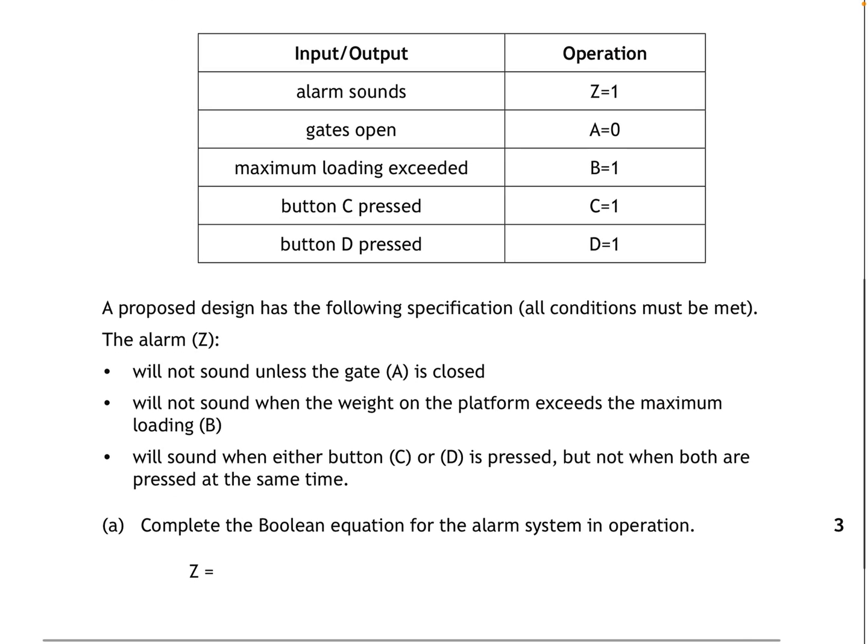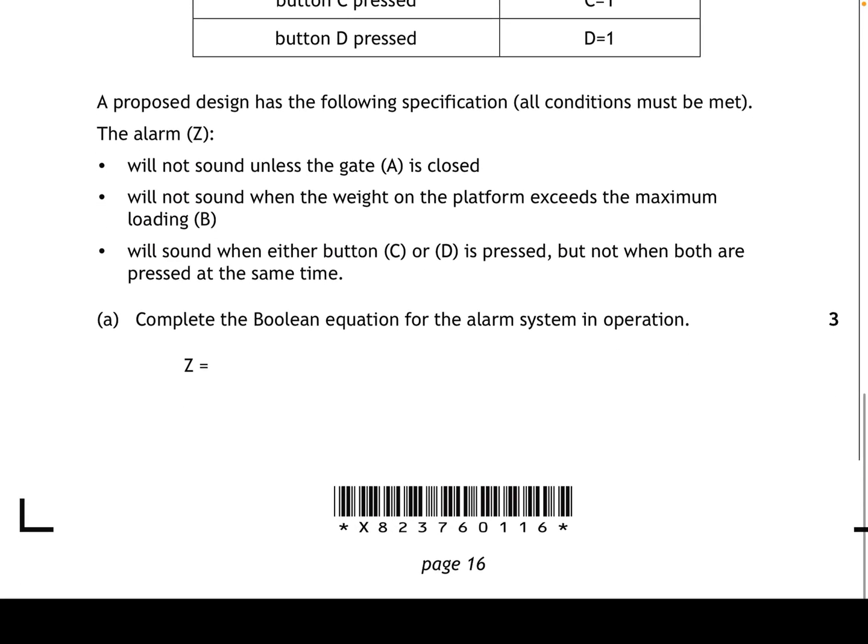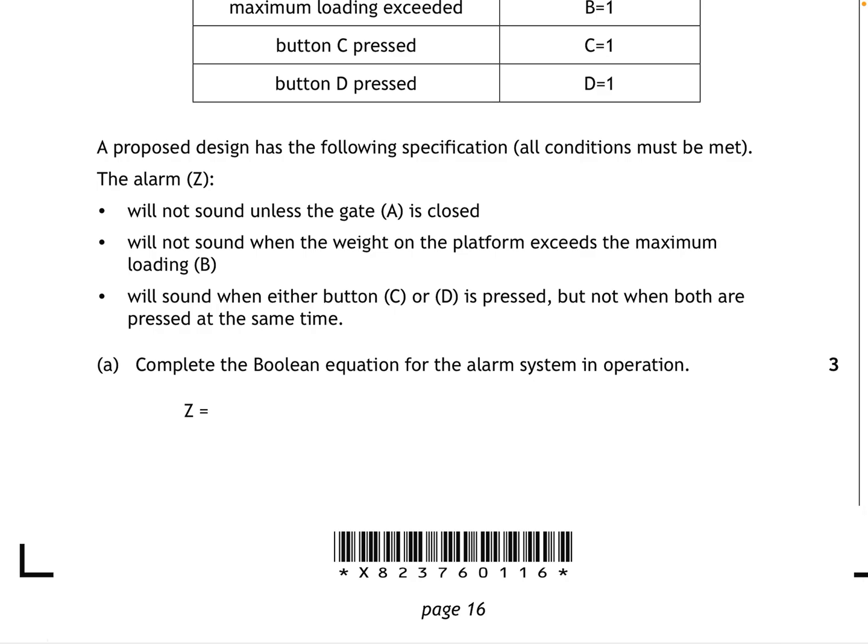So you're told a list of inputs and outputs and the Boolean operator for that. So we've got the alarm sounds, we've got the gates open, we've got the maximum load being exceeded, button C and button D pressed. And then we're given a specification. So let's read through this carefully.